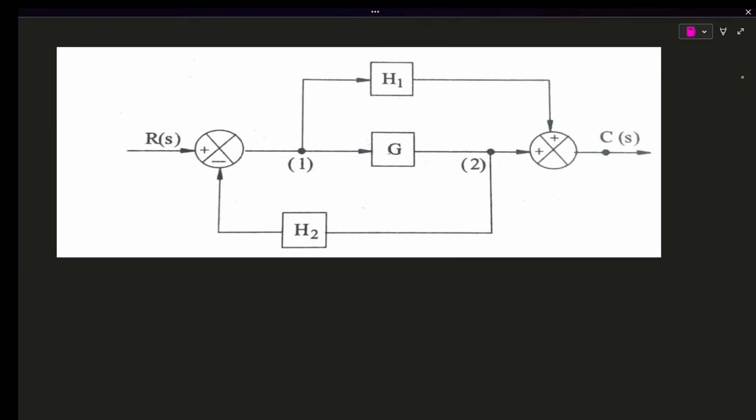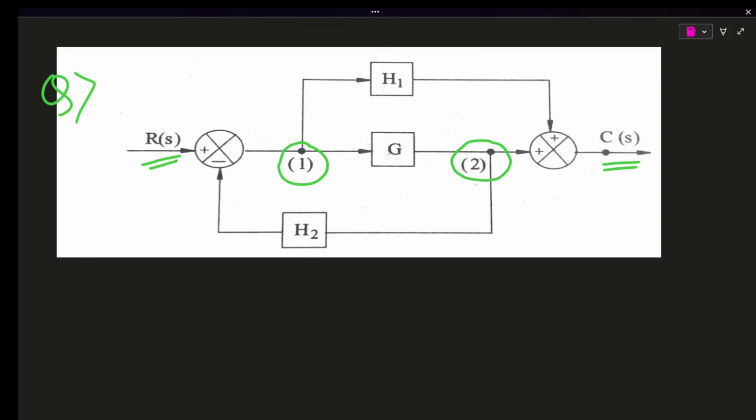In this video, we are going to solve this system by block diagram reduction method. So let's start today's video. So here is our question. Here R(s) is our input and C(s) is our output. Here 1 is our first takeoff point and 2 is our second takeoff point.